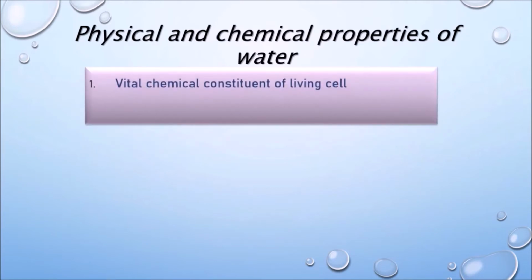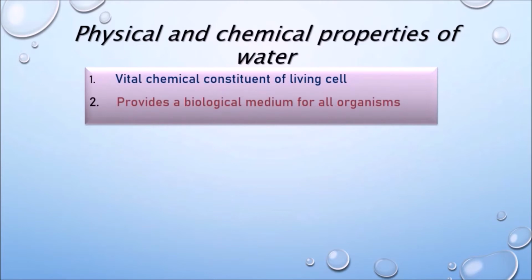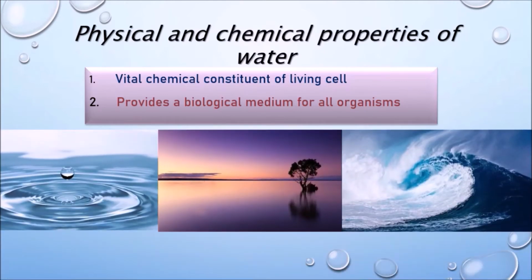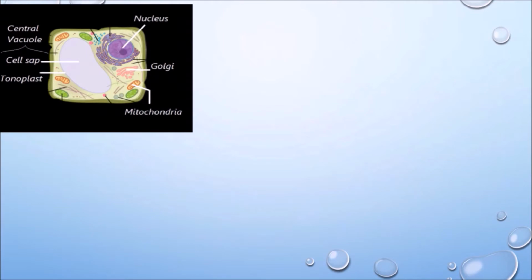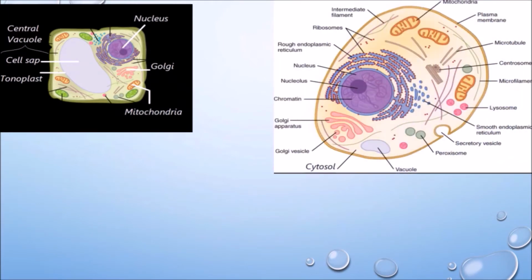Water is a vital chemical constituent of living cells and provides a biological medium for all organisms. The main component of cell sap, which is the liquid in the organelle called the central vacuole, is water. Within the cell there is a semi-fluid, jelly-like substance called cytosol. Water is also one of the main components in it. Subcellular components are suspended within the cytosol.